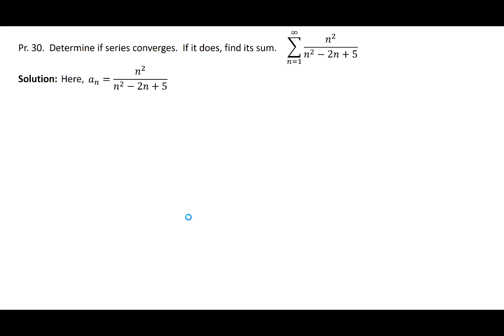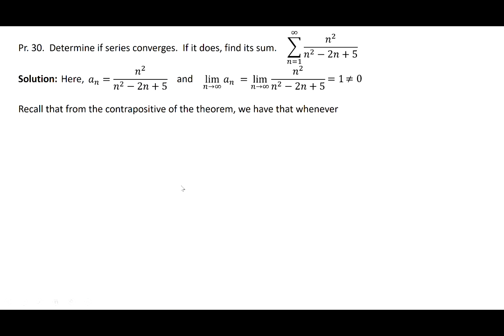So here a sub n is this, and what is the limit of a sub n? We have a polynomial over polynomial, same degree. So then the limit must be the ratio of leading coefficients. That is the coefficient of the highest term on the top over the coefficient of the highest term on the bottom, which is 1 over 1, which is 1. That is clearly not equal to 0. Therefore, we can take it to the bank. Recall that from contrapositive, whenever the limit is not 0, the sigma a sub n diverges, and so our series diverges. Cool. All right.